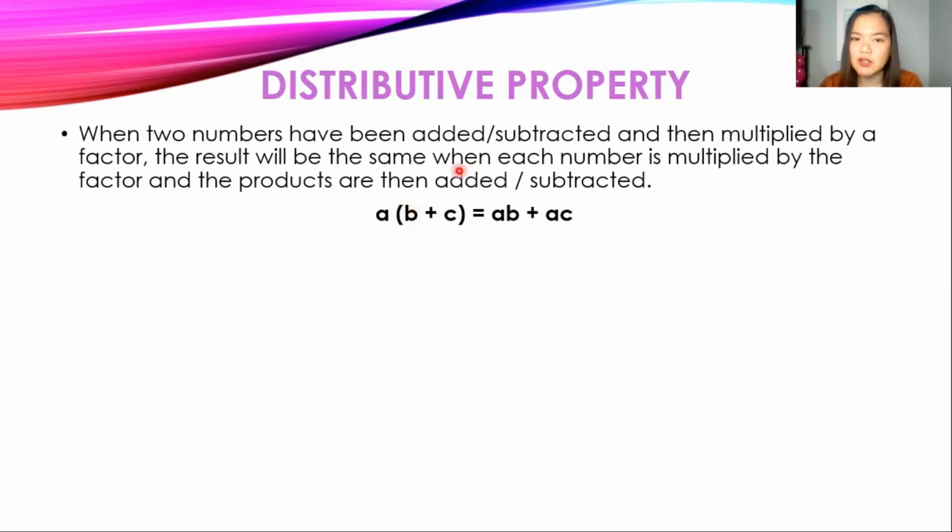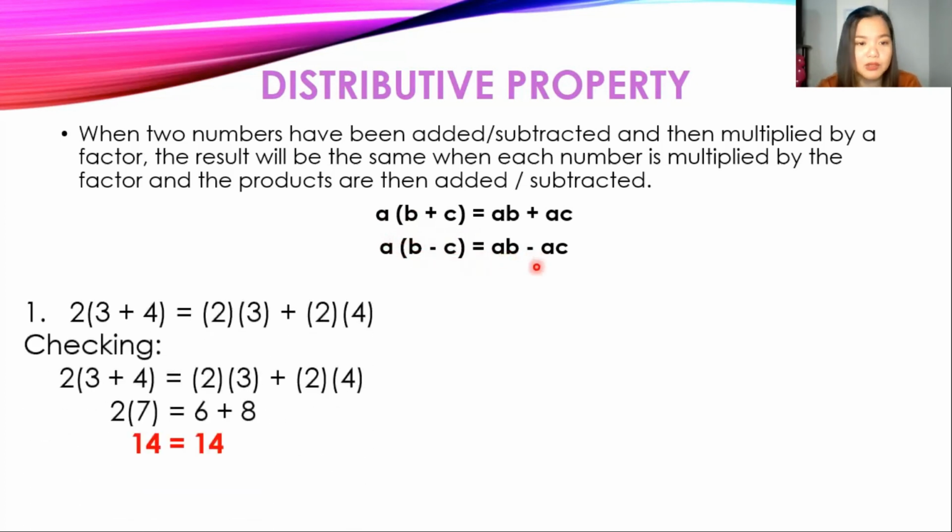AB, kaya yun yung sagot. At AC, kaya yun yung sagot. Same rule with subtraction. A times the quantity B minus C equals AB minus AC. Again, you distribute A and B, that's AB now. And then minus A times C, that's AC. So let's have examples for that.